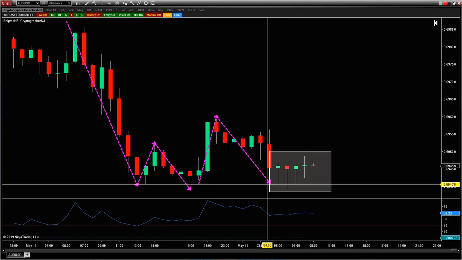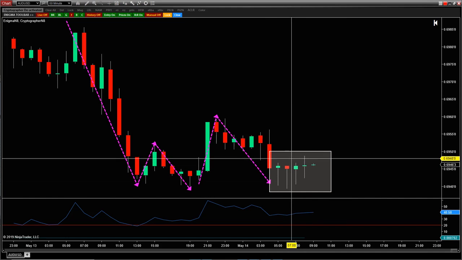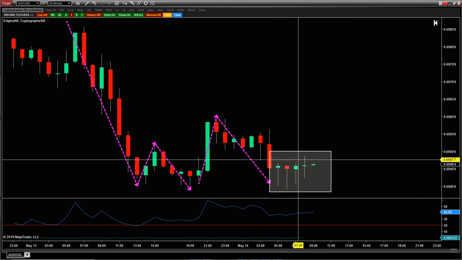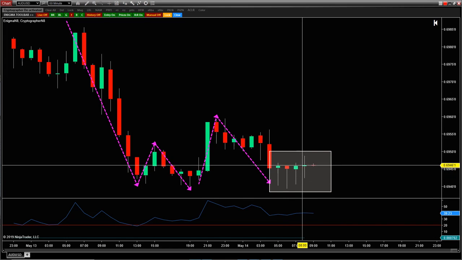Sellers tried to push down and there was zero follow through. Sellers tried to push down, zero follow through, and we ended in the upper third. Same thing again. Now you have a doji, right? A doji candle is more of a sign of indecision. So the buyers tried to push up, but guess what? They got rejected as well.